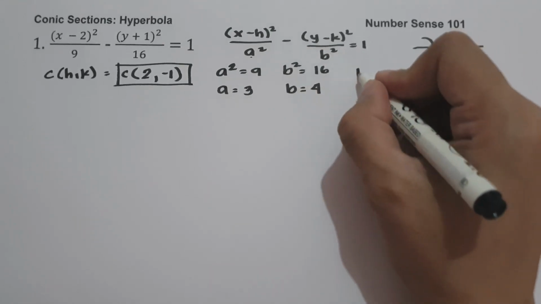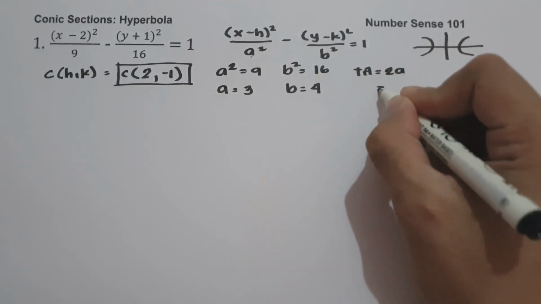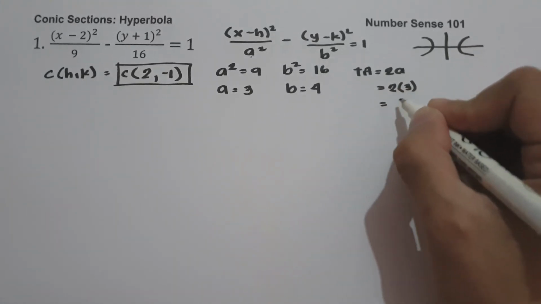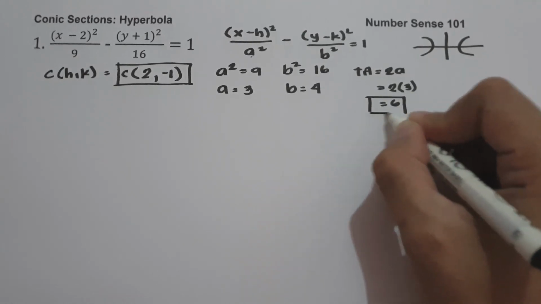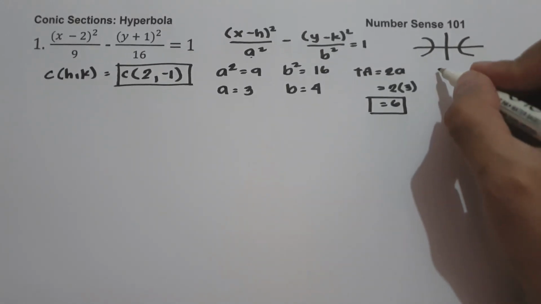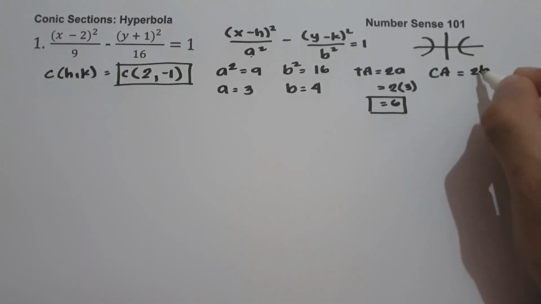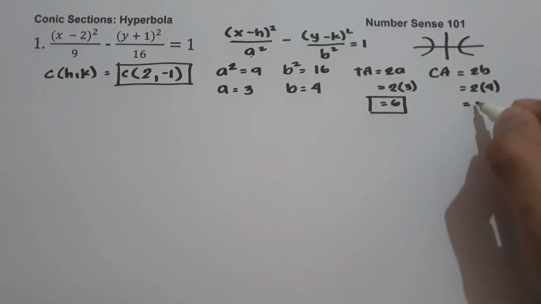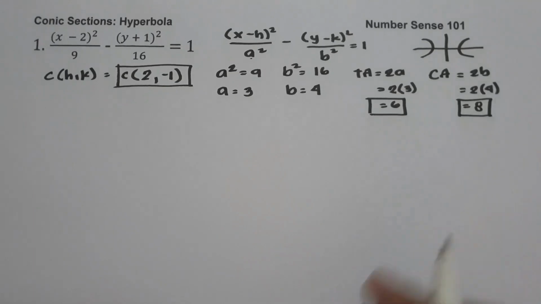To find the length of the transverse axis, let us have 2a. Let us have 2 times the value of a, that is 3. 2 multiplied by 3 is 6. So this will be the length of our transverse axis. And to find the length of our conjugate axis, let us have 2b. 2 multiplied by b, that is 4. 2 times 4 is 8. And this will be the length of our conjugate axis.